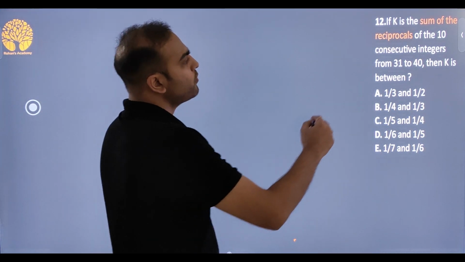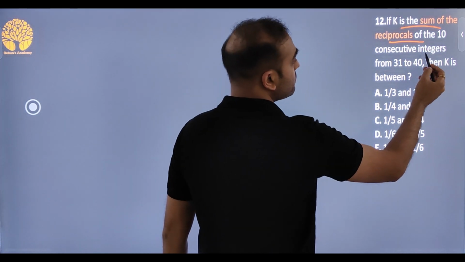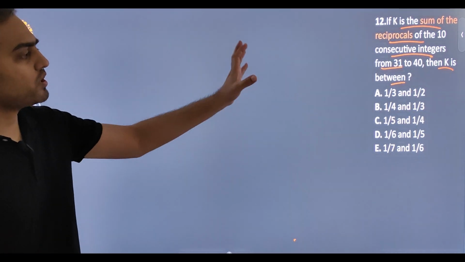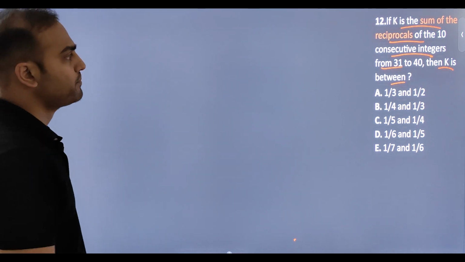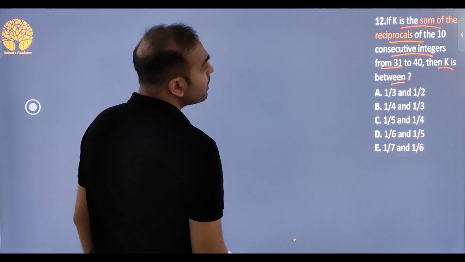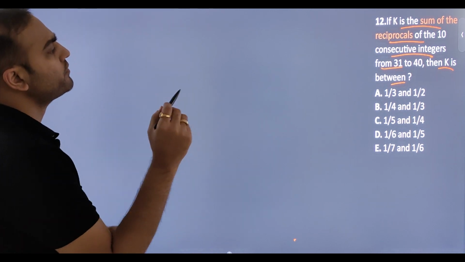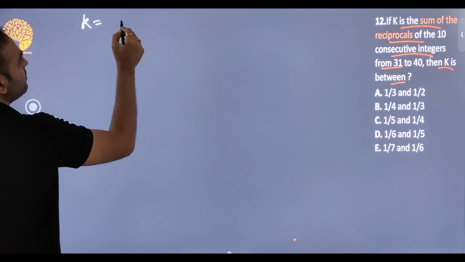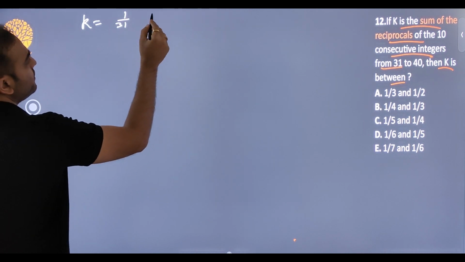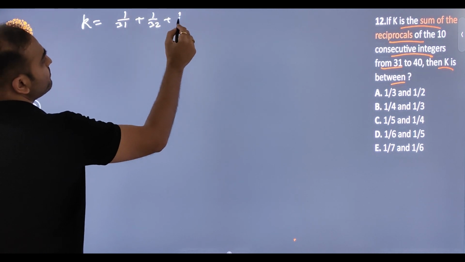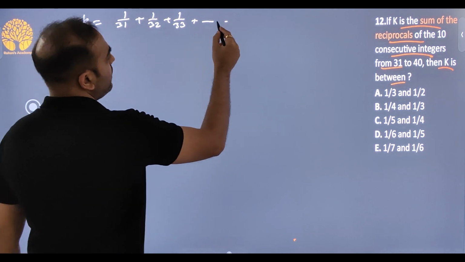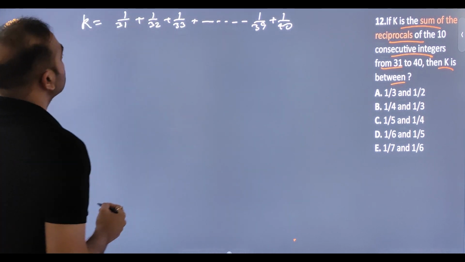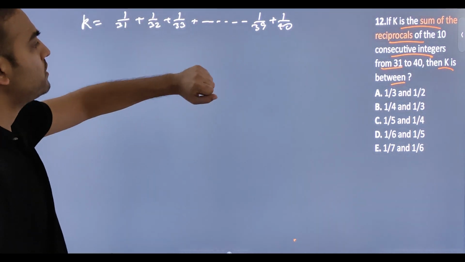Alright. Moving on to the next one. So we know k is sum of reciprocals of 10 consecutive integers. k is between. So we don't want the exact value of k, we want a range for k. Let's write down k first. k is 10 consecutive integers, 31 to 40 reciprocals. So 1 by 31, 1 by 32, 1 by 33 and so on, 1 by 39 and 1 by 40. So k is sum of all of these numbers.